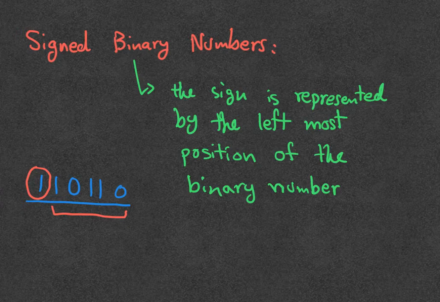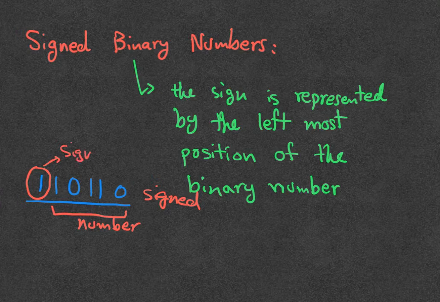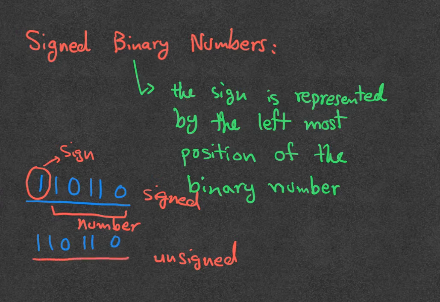This is for signed: this is going to be your number, this is going to be the sign. But if it's an unsigned binary number, then all the bits are going to represent your number. Let me give you an example.